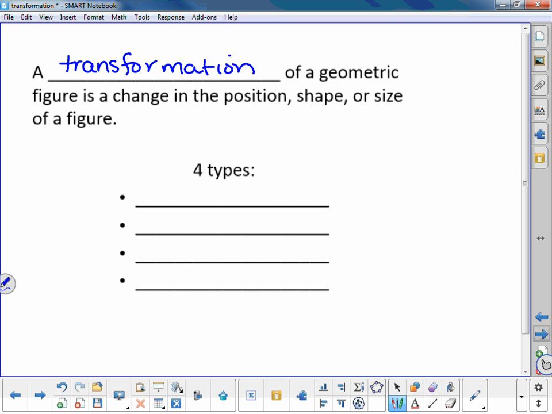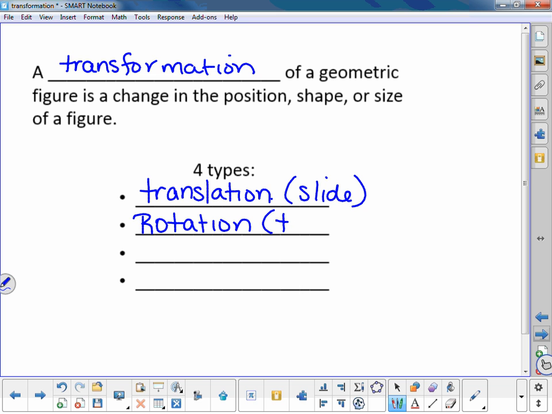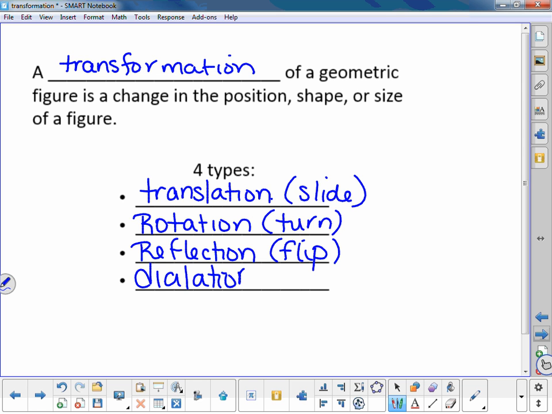Okay? There are four types of transformation. One is translation, which means to slide. Rotation, which some of y'all know is to turn. Reflection is to flip. And dilation. Okay.